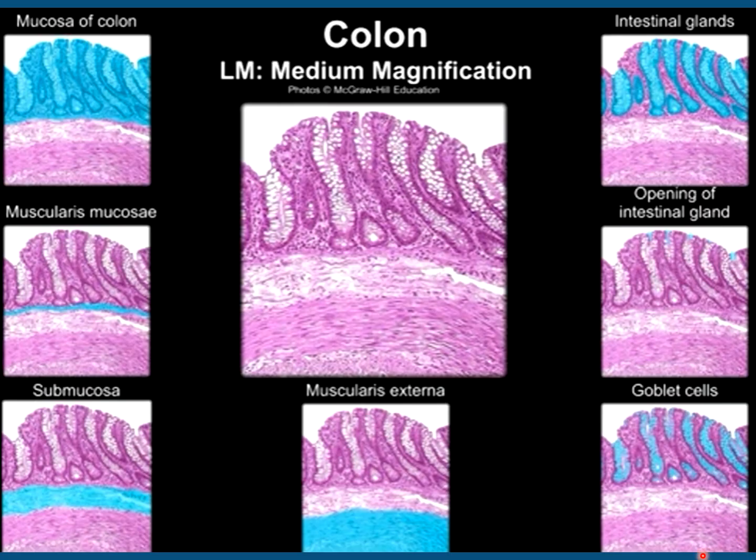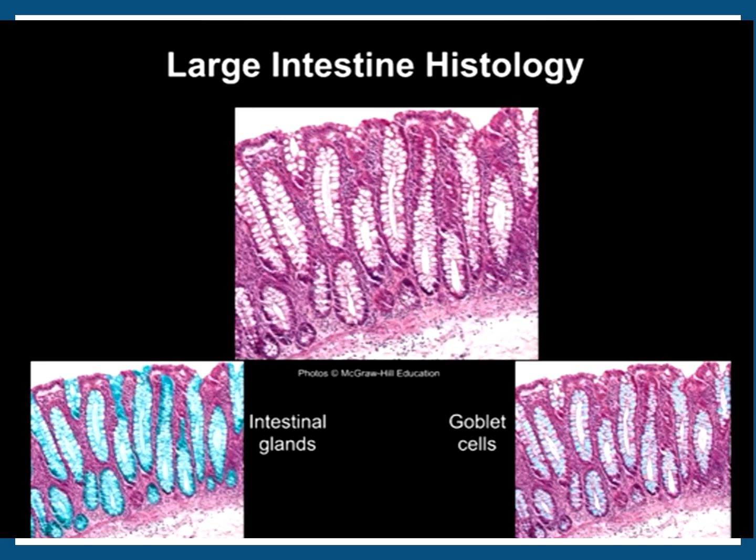So we're going to start to see a huge increase in the goblet cells of the epithelium. And so that's kind of a hallmark of the colon. Once we get to this area, we're going to just see lots and lots of goblet cells all throughout the large intestine. And so this is just another image showing you those intestinal glands and all of those goblet cells.